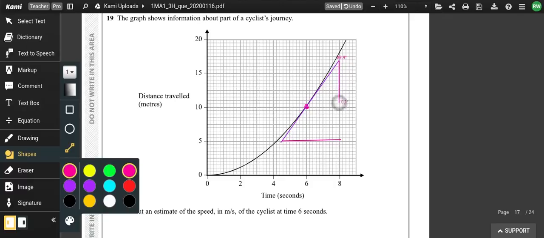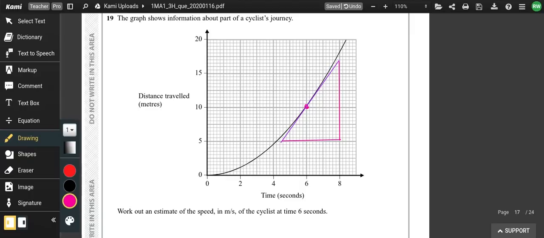Something like this. It's not easy to do on the computer, but you hopefully get the idea. The distance across is 3.4, and the height is 5, 10, 11, 12. So the gradient of that is 12 over 3.4, approximately 3.5 as an estimate.